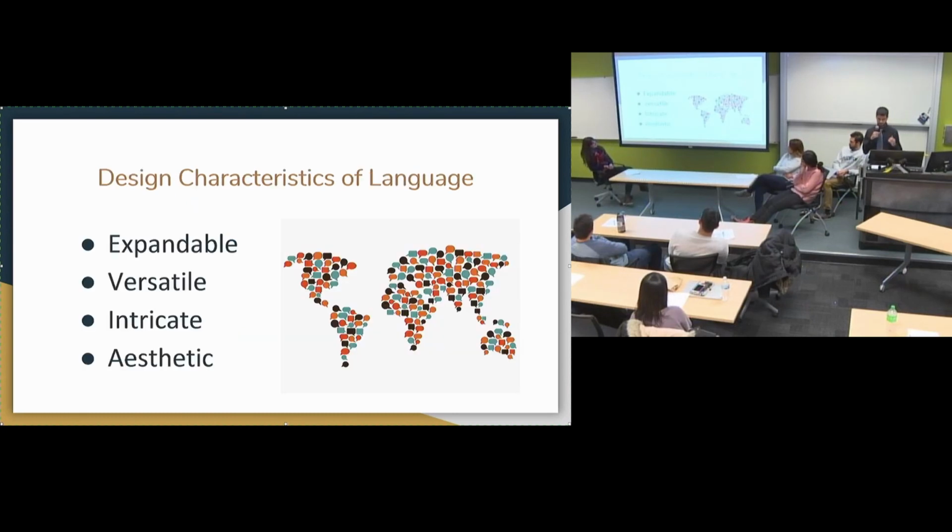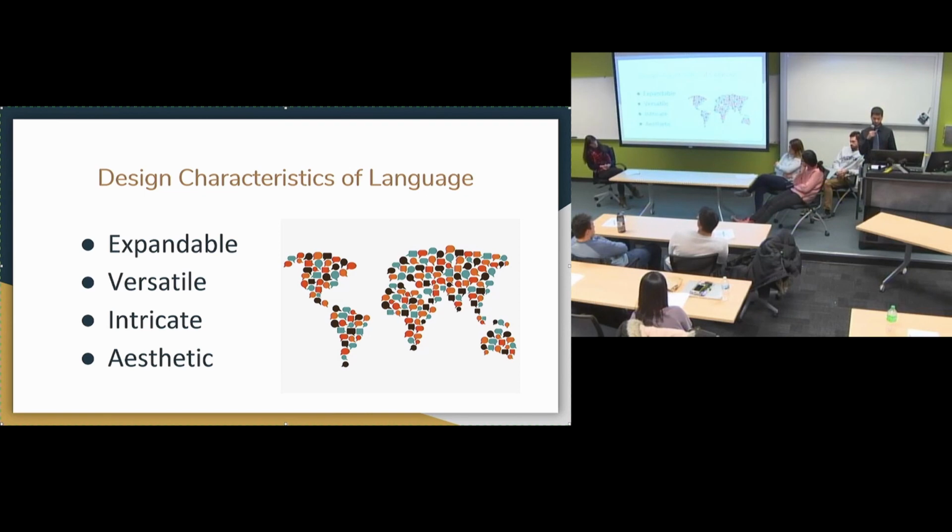So as such, languages are ever changing. In fact, more than 1,000 words were added to the English dictionary, the Oxford Dictionary, in the year 2018 alone. And this shows that a language can be expandable and updatable, just like a technological product.